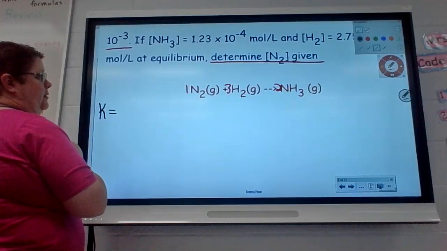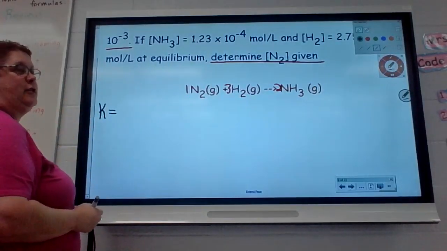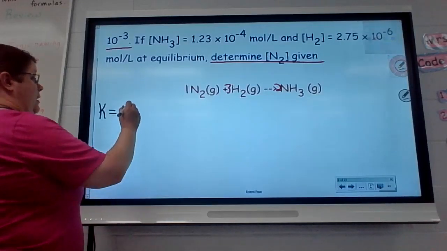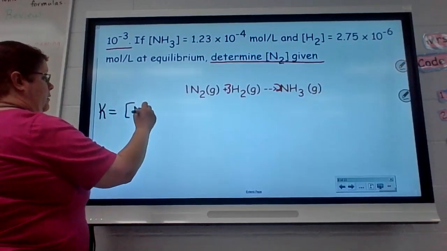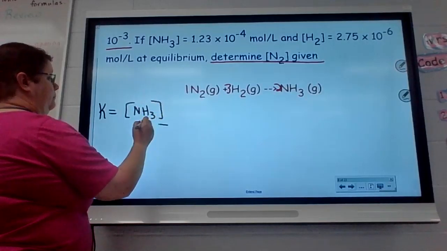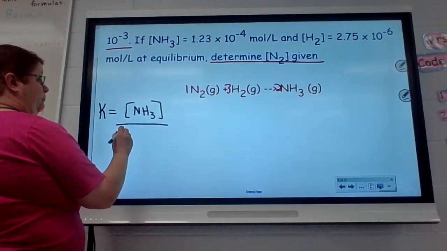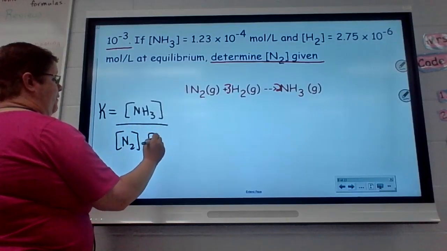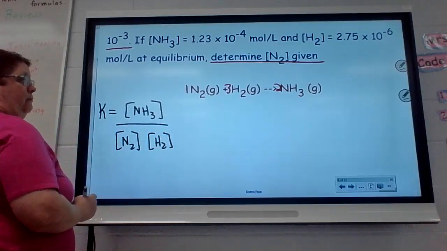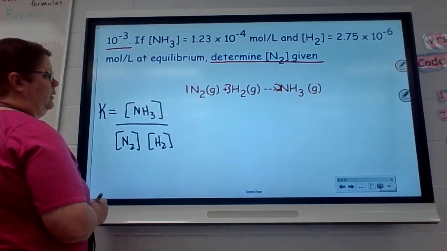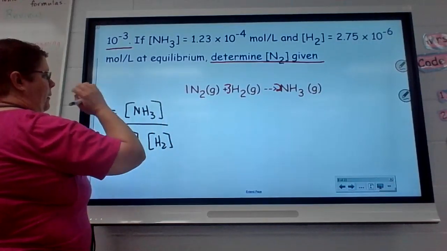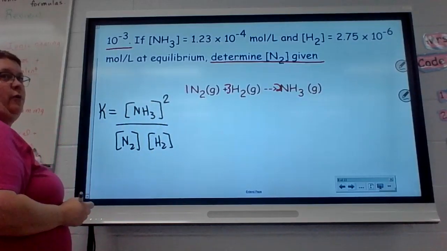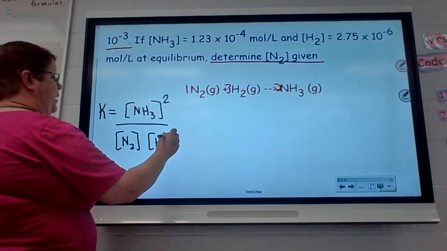K equals. How do I write K given that equation? My product is NH3, and what goes on the bottom? N2 and H2. Do I have any coefficients? NH3 gets a 2, and I heard a 3 on H2. Everybody good with that?